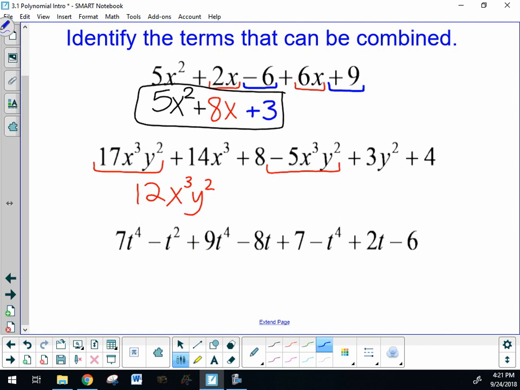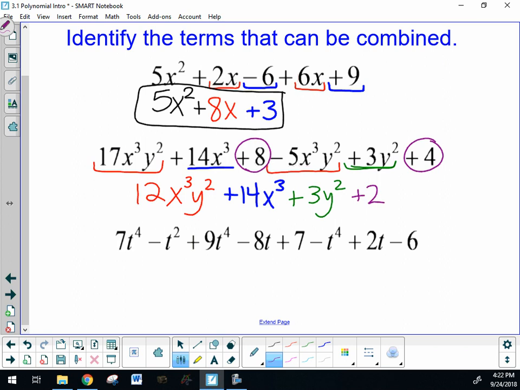There is not another x to the 3rd term, so that would just stay as is, nothing to combine it with. And we also have over here a y squared term, so that one will also stay the same. We can combine our constants. I have an 8 and I have another 4, so that would be plus 12. So this would be my final answer, 12x to the 3rd y squared plus 14x to the 3rd plus 3y squared plus 12.